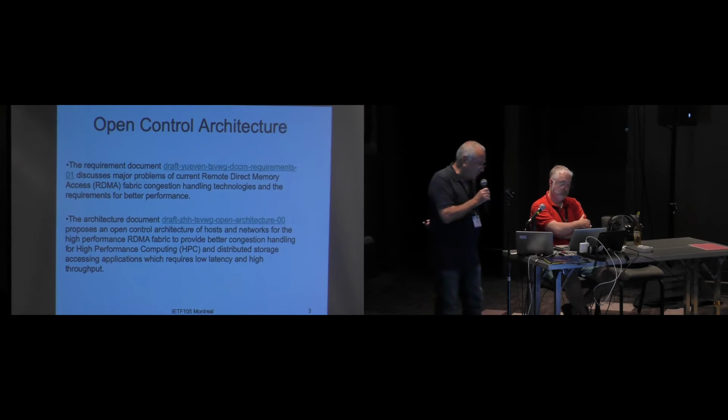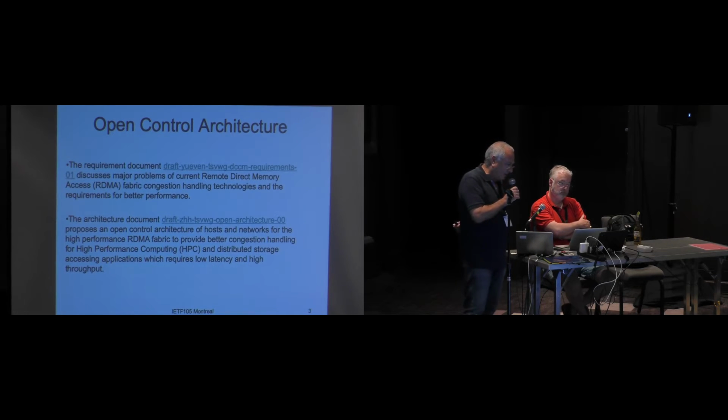So we have two documents on the open control architecture, the requirement document and the architecture document. The requirement document discusses the problems of the current remote direct memory access fabric congestion handling technology and the requirements for better performance, and the architecture document proposes an open control architecture of hosts and networks for the high-performance RDMA fabric to provide better congestion handling for HPC and distributed storage applications.